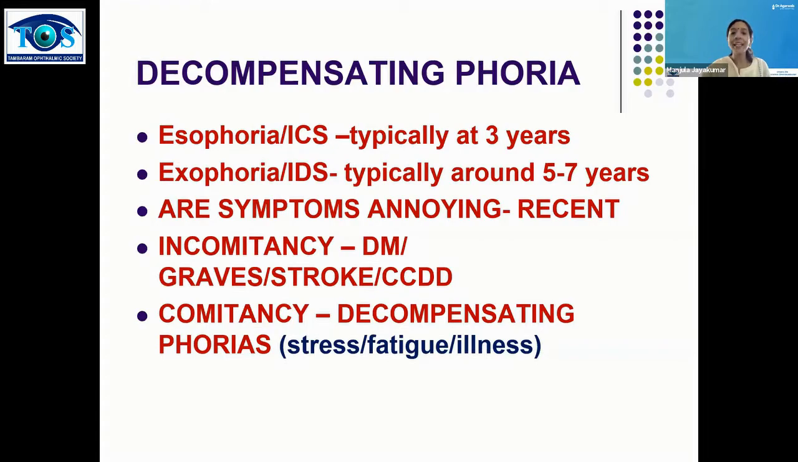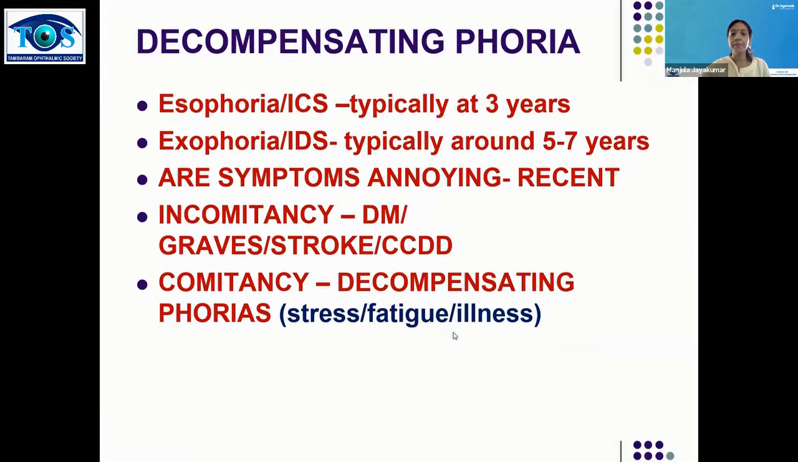And if you look at incompetency of phoria in a child, think of CCDD. Diabetes and Graves' disease or stroke are causes in an older population, but in a child, incompetent phorias are because of CCDD, and competent phorias are because of decompensation due to stress, fatigue, or illnesses.